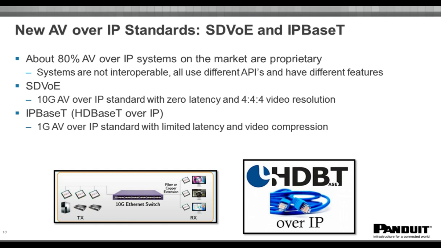There are some new AV over IP standards. Software-defined video over Ethernet is the first. And the biggest advantage that you get with software-defined video over Ethernet, or SDVoE, is that it's a 10 gig technology, and that is going to get you zero latency. So you're going to have to use Cat6a cable or fiber with a 10 gig switch, so there's a lot of cost associated there. But you're really not going to find another video technology that gets you that zero latency.